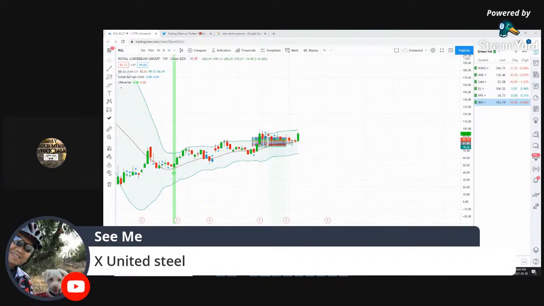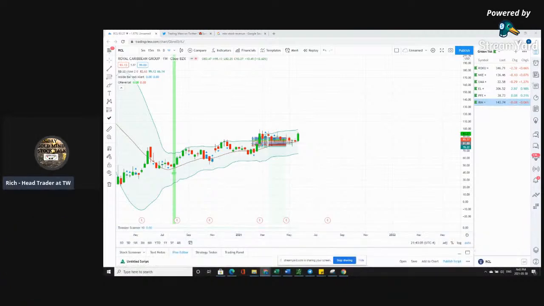Simi says X, United Steel. Yes, that one is posted in the private room. So I'm not going to talk about that because I already posted the setups in there for anyone in the private room.